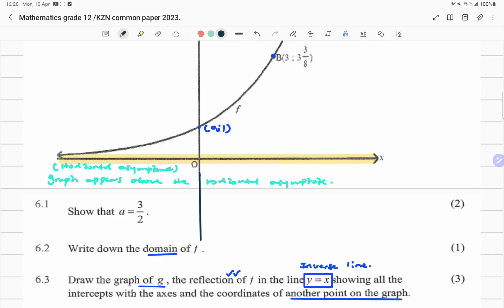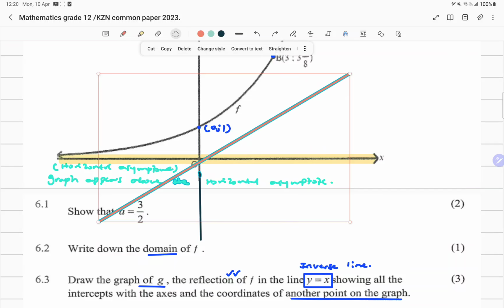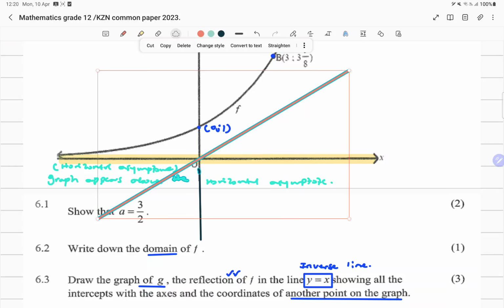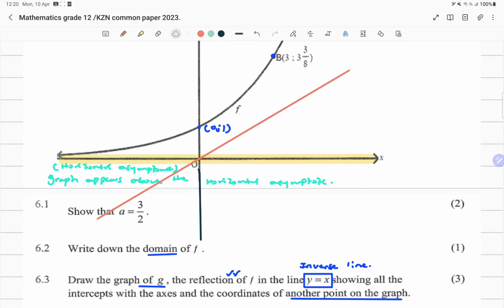The inverse, according to this line, y equal to x, I don't know, how will I move this thing around? Let me try and see if it will work. As much as it's going to move some words around, yeah, it's doing it. Okay, so this is the line y equals x, which is our inverse line.